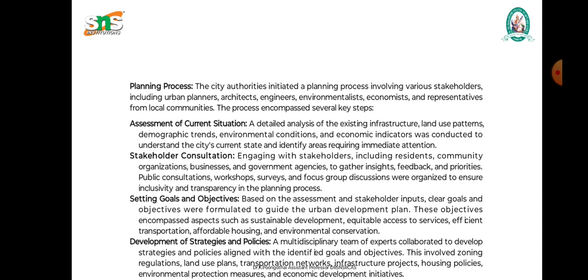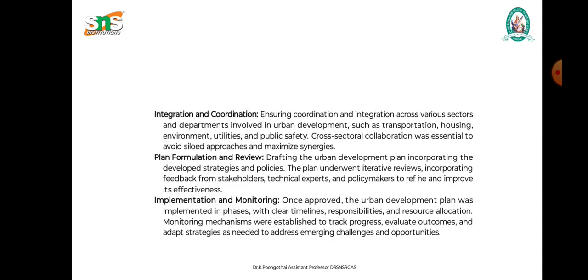Now we are going to see the outcome. The implementation of the urban development plan yielded several positive outcomes. So from the first, that's the situation we have seen, and now they are rectifying some of the situations in different steps. The first is improved livability. Improved infrastructure, better public services, and increased green spaces contributed to a higher quality of life for residents.